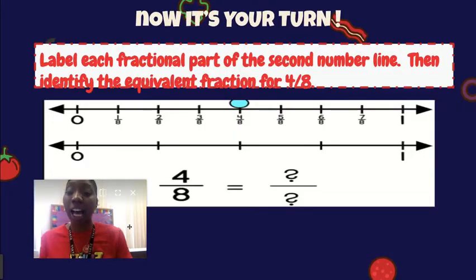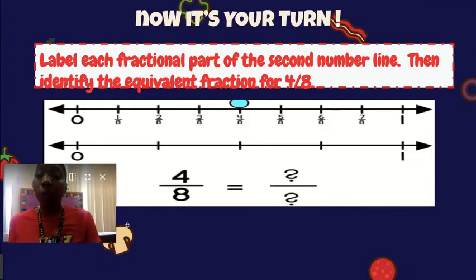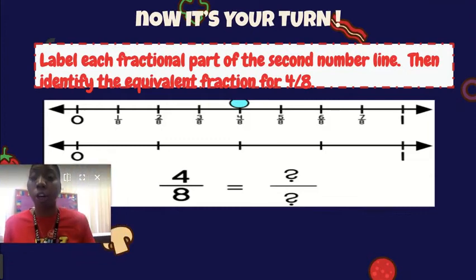Excellent job, scholars. So now I want you to try these next few problems on your own. I want you to label each fractional part of the second number line. The first one is done for you. Then I want you to identify the equivalent fraction for 4/8, or the one that has this blue circle on the top.